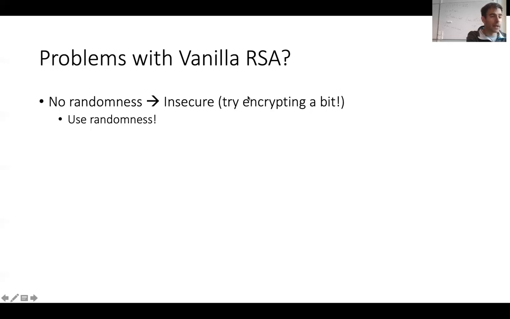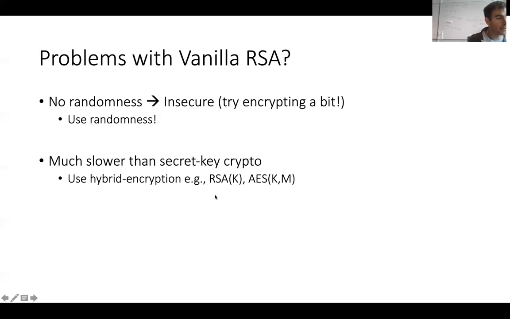So the first problem of RSA is that it doesn't have any randomness, and if you think about what happens if you even encrypt a bit, right? If your message is either 0 or 1, what happens when you encrypt it? So what is 0 to the e modulo n, and what is 1 to the e modulo n? I like to say if an encryption scheme cannot be used to encrypt bits, then you shouldn't use it to encrypt anything. So that means that we need to add some randomness to RSA to make it secure.